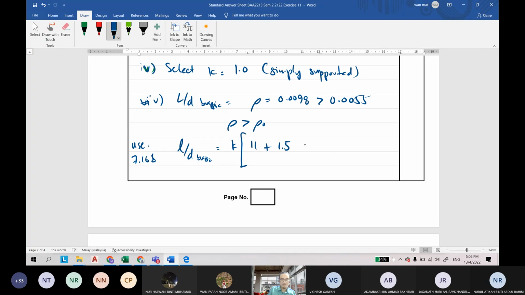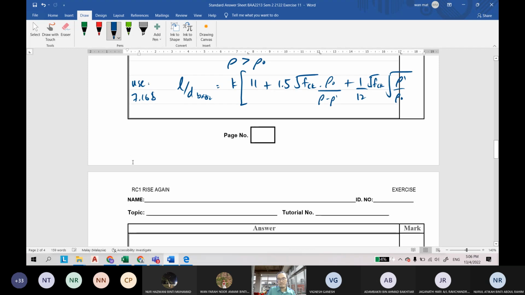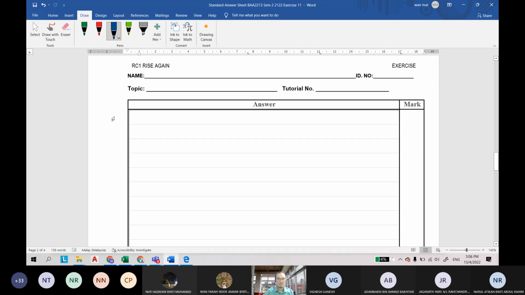Just write down the equations: FCK times rho naught over rho, over rho prime, plus 1 over 12 FCK times rho prime over rho naught. So you just insert the values into the equations. You will get L over D basic equal to K. Our K is 1.0.